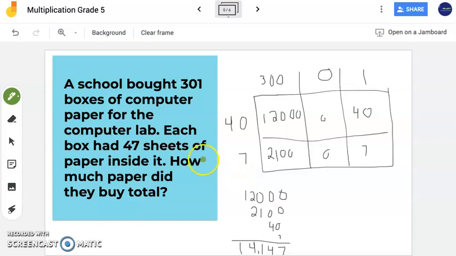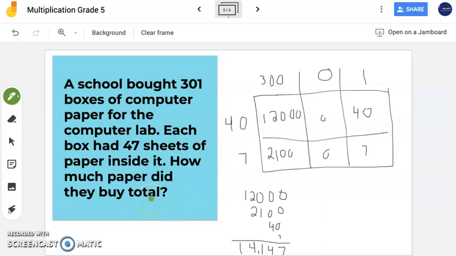In this problem here, it says a school bought 301 boxes of computer paper for the computer lab. Each box had 47 sheets of paper inside it. How much paper did they buy total? So if each box has 47 sheets of paper, but we know the school bought 301 boxes, we want to figure out how much paper did they buy in total. So we are going to multiply 301 times 47.